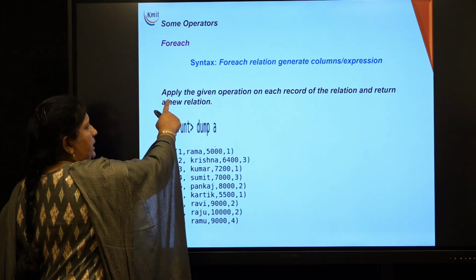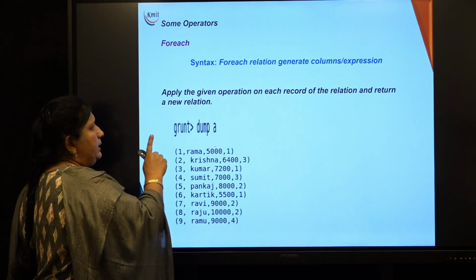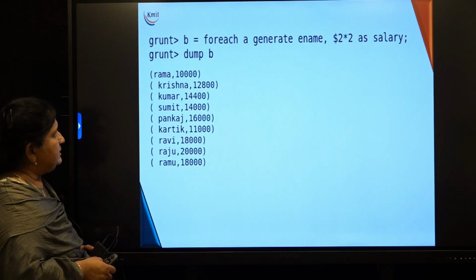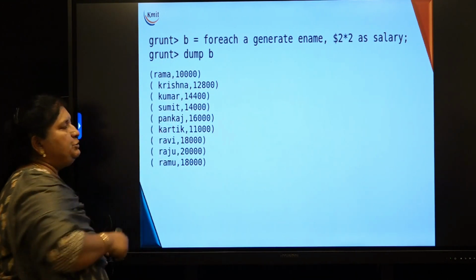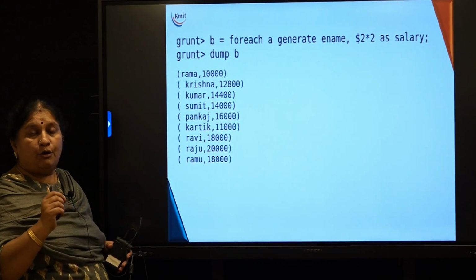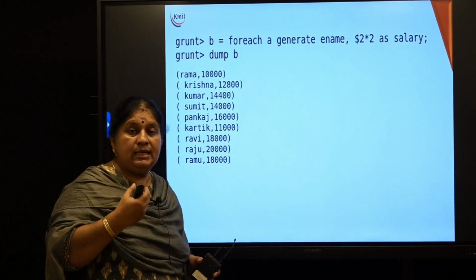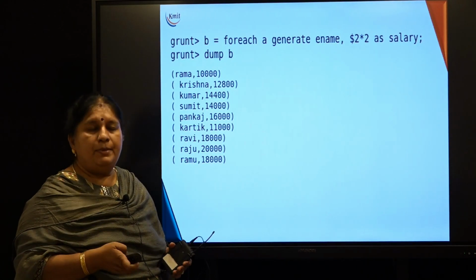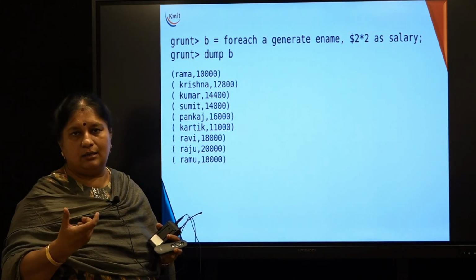What am I trying to do? Apply the given operation on each record of the relation and return a new relation. This is what we need to do. What is the first one we are trying to do? B is equal to. Whatever we write on the left hand side of the assignment operator should always be counted as a relation. It is similar to a variable, but here it will be a relation, just like an Oracle table which consists of rows and columns, right?